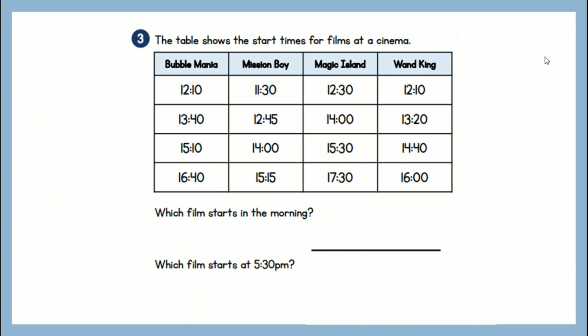Question 3. The table shows the start times for films at a cinema. Which film starts in the morning? We know that when it gets past 12 o'clock in the afternoon, when we have our lunch, then that is the afternoon. It's no longer the morning. And if we look here, 12:10, that's in the afternoon. 12:30 and 12:10 are also in the afternoon. So the only film that's in the morning is Mission Boy, which is at 11:30.